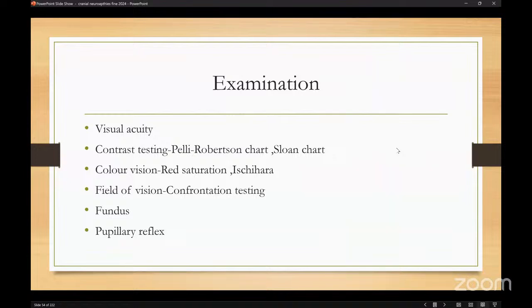So whenever you are examining the second nerve, you have to first check the visual acuity, which can be done by a crude method like finger counting. And then you can go to color vision testing by red saturation or Ishihara charting. In contrast testing, you can use a Sloan chart. There is the field of vision, that is confrontation testing, then fundus examination, and then pupillary light reflex and accommodation reflex.